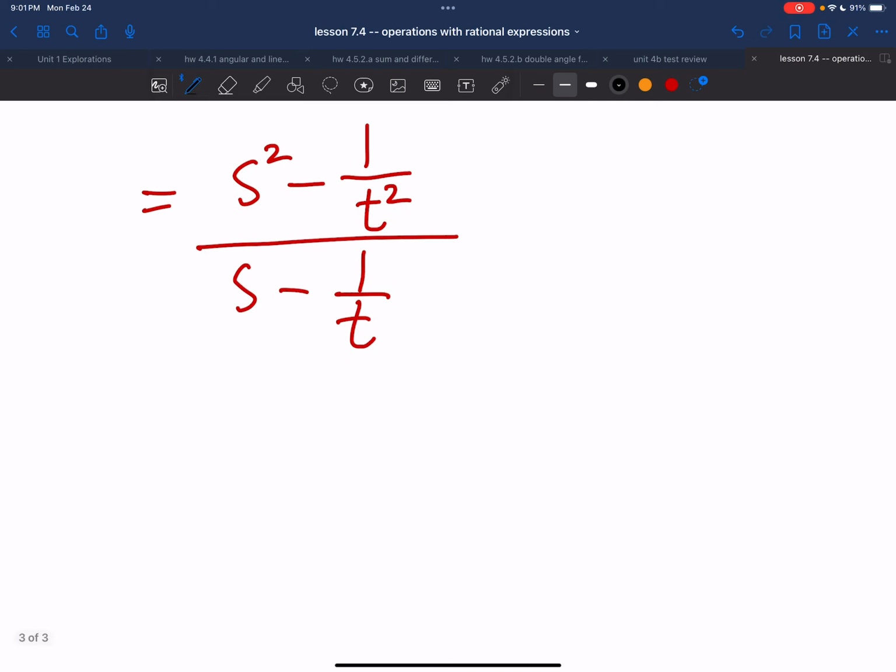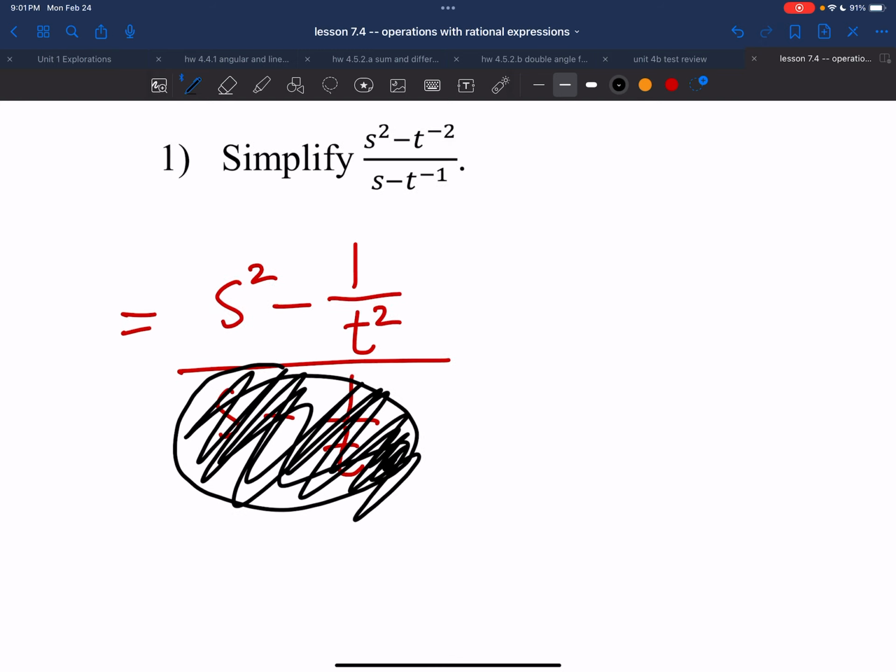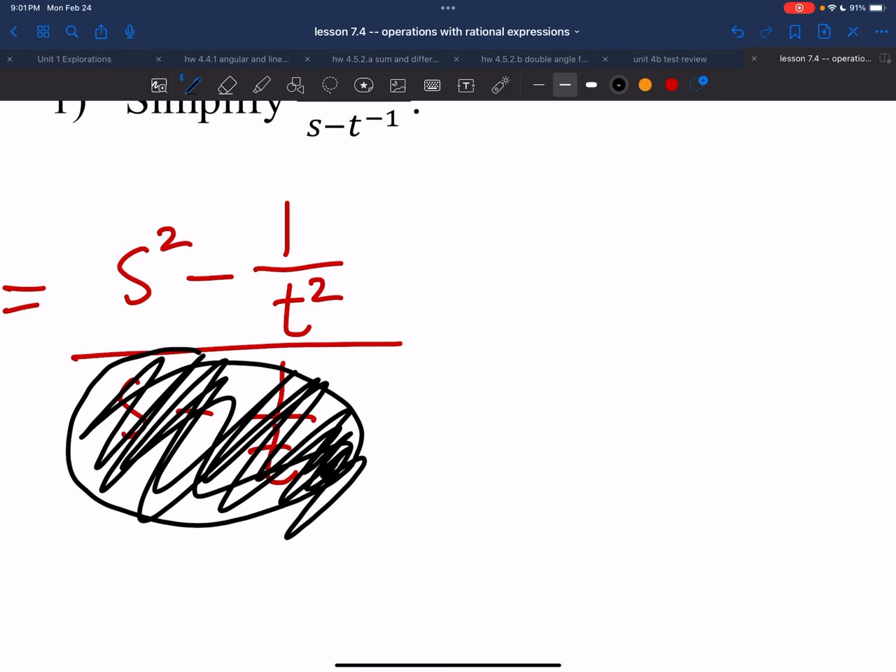So, here's what I say. Ignore the bottom for a moment. No bottom. Don't care about it right now. I'm going to look at the top. Treat the top as a single fraction that you're trying to combine. We want a common denominator. So, I see a t squared here. That's implied that it's s squared over 1. That means I want t squared as a denominator.